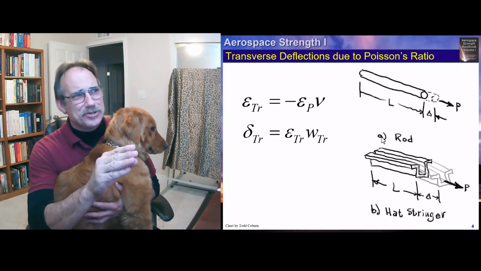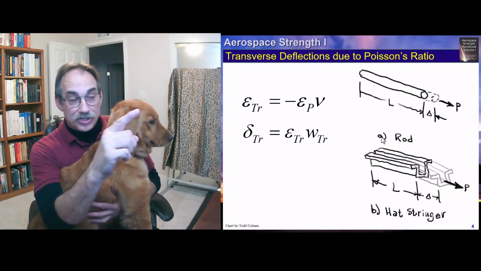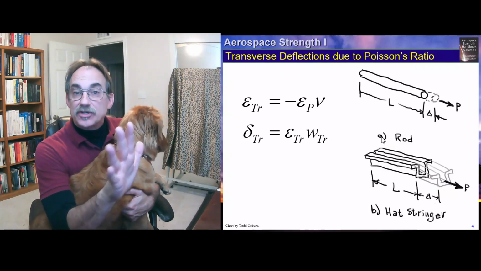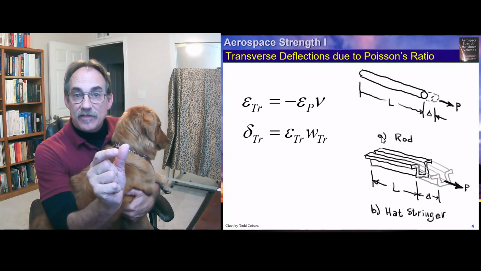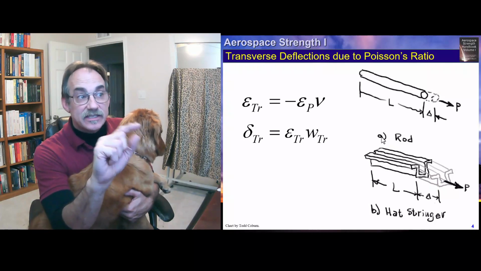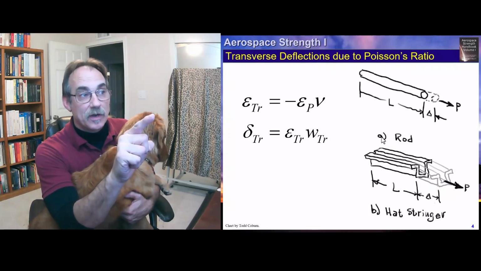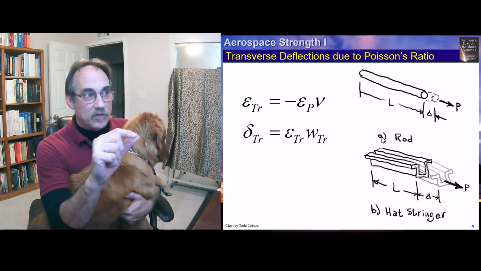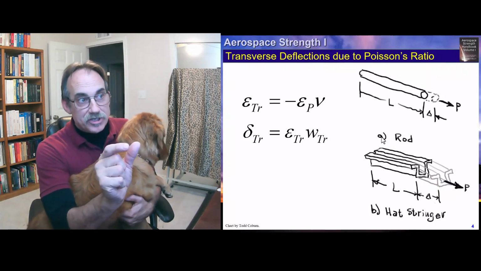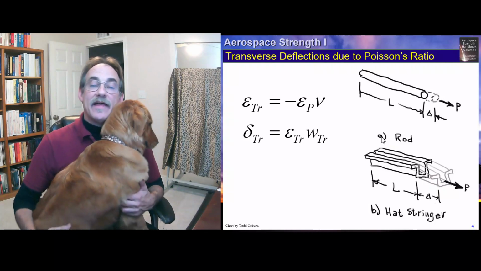I'm using the nomenclature strain transverse, TR, which means for this rod, that the diameter is going to change by that strain. For the stringer, it means every transverse dimension changes, which means the width of the crown of the hat, the width of the flanges, the height of the flanges, the thicknesses, all of these strain by that amount. Negative axial strain times Poisson's ratio. And the deflection of each of those is just that strain multiplied by the original dimension. So if it's a width dimension, you just multiply that times that strain. If it's a thickness dimension, you multiply that to get the final one.